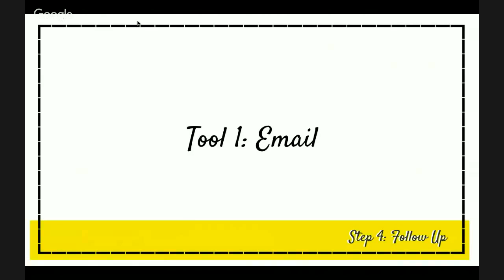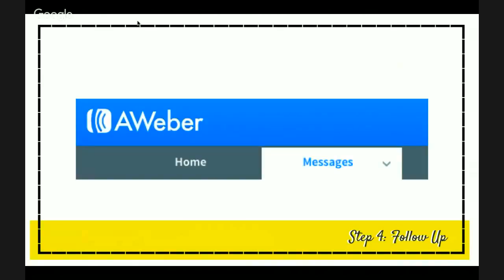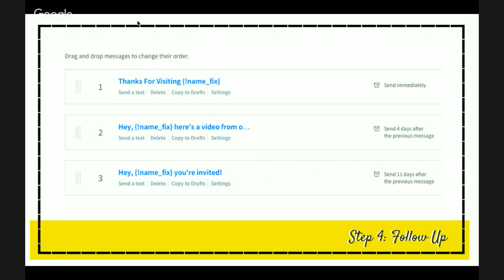The first tool is email. When most of us think of email, we think of Outlook, but I'm not referring to Outlook. We utilize Aweber, an email marketing tool. What's awesome about automation is you do the hard work up front, and then on the back end, it pays off.